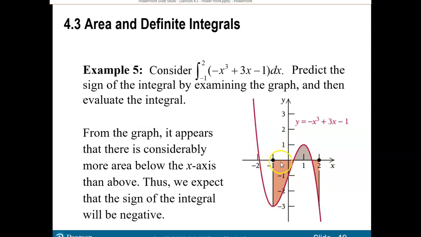Notice between negative 1 and about right here, that whole function has values below the x-axis, meaning the area is going to be negative. Between right here and right here, the graph goes above the x-axis, that's positive. And then from about right here over to 2, we see it negative again. So it's pretty clear from this graph that there's considerably more area below the x-axis than above it. Thus, we expect the sign of the integral, when we're done evaluating, to be negative, because there's more space that has a negative value.